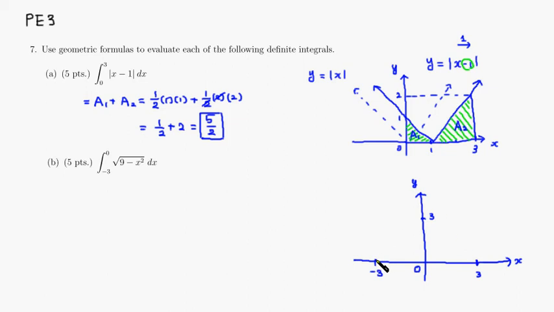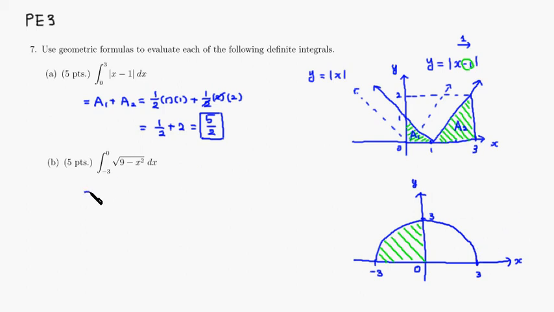I'll try my best to draw a nice looking semicircle. It's going to look kind of like that. Then the region starts from -3 and ends at 0. So we are looking at this region right here, -3 all the way to 0, just up to the y-axis. So we are looking at the quarter disk. We just have to find the area of that.